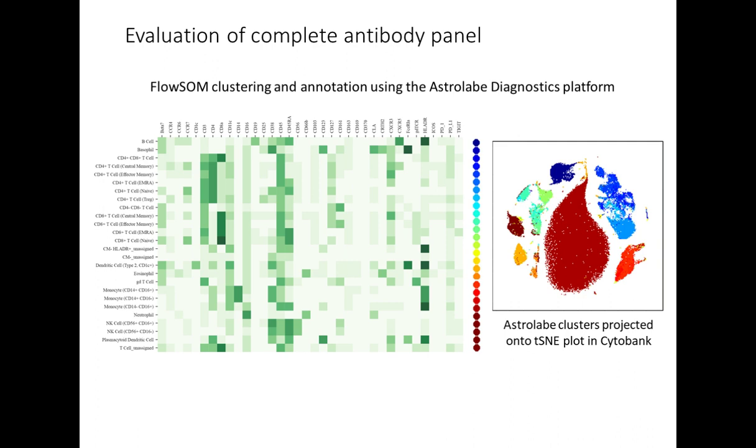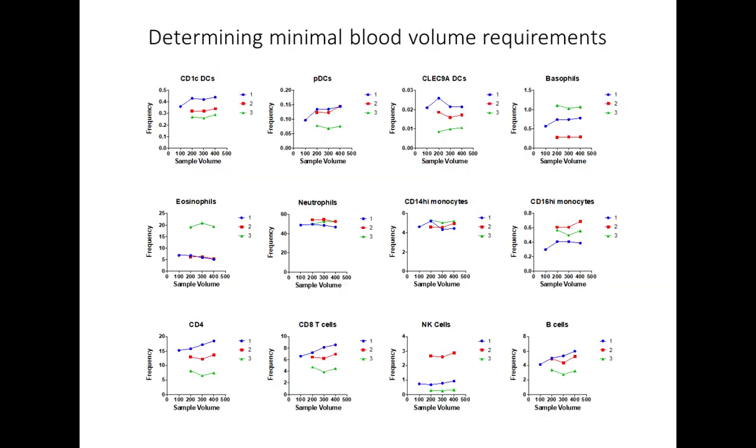I'm not going to belabor this, but essentially a deeper dive into this suggests that all of the antibodies in our panel are in fact being expressed on the cell types we would hope they would, and they're providing interesting resolution of that biological heterogeneity.